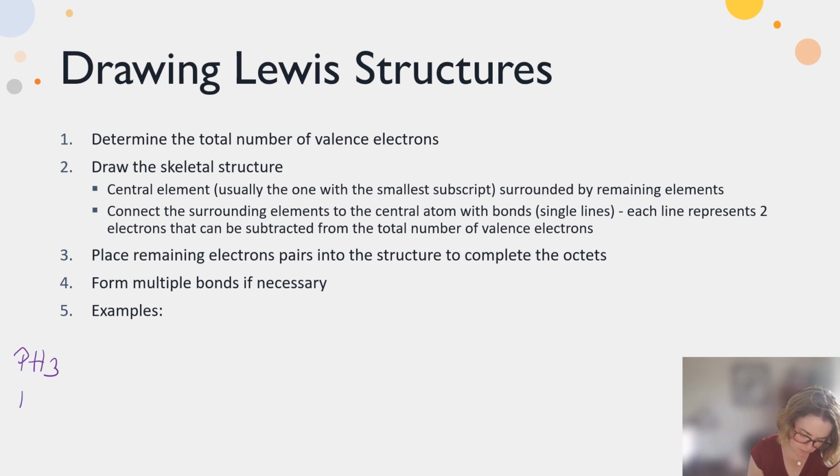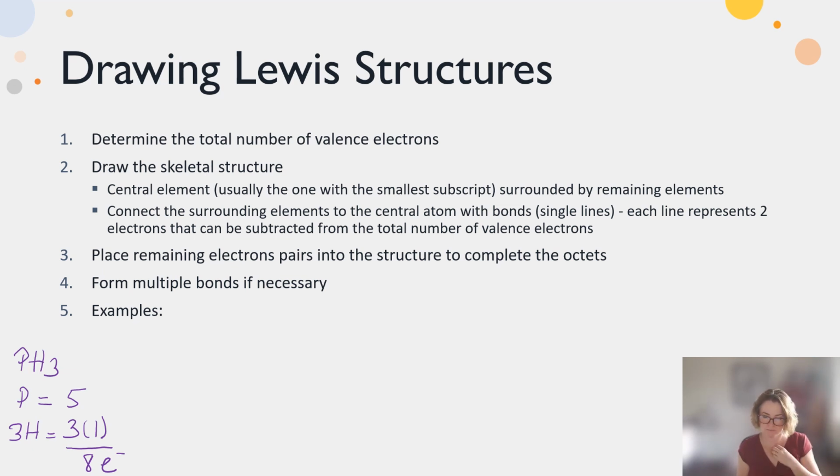So phosphorus sits in group 5. So phosphorus has a total of 5 electrons, right? I've only got one phosphorus. I have 3 hydrogens. Hydrogen is in 1A. So each hydrogen has a total of 1 electron. And so the total number of valence electrons in this structure is going to be 8.